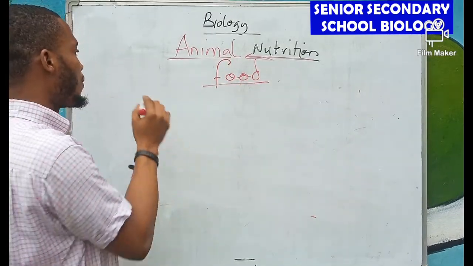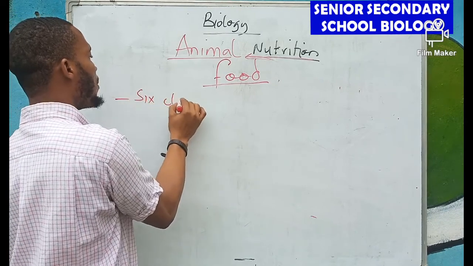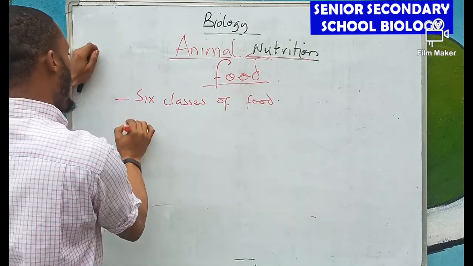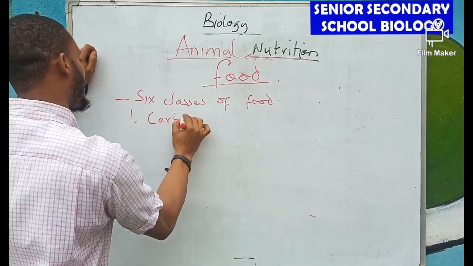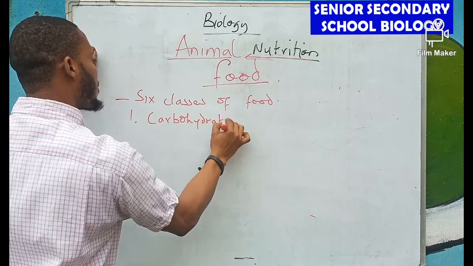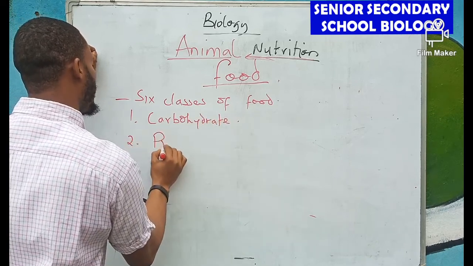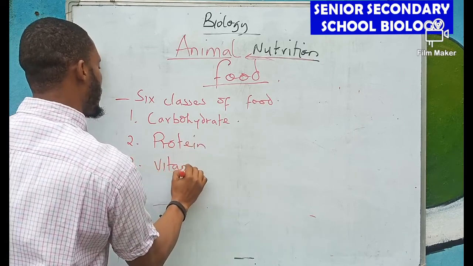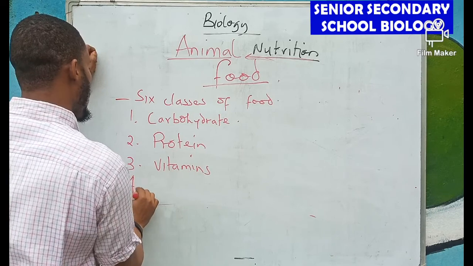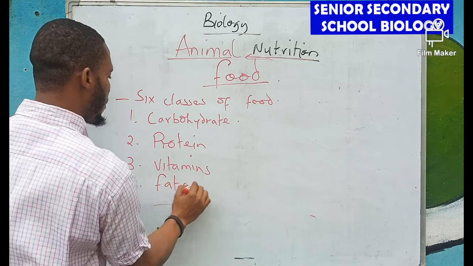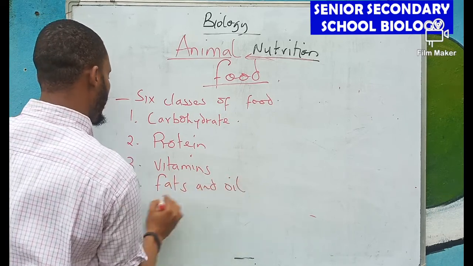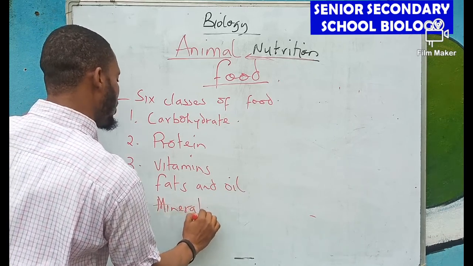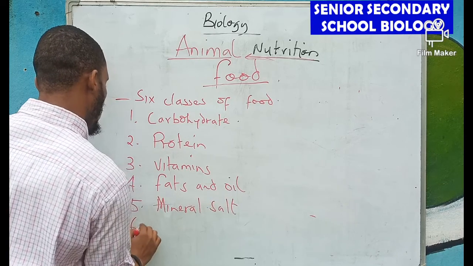We have six classes of food in biology. We have six major classes of food in biology. Number one, we have the carbohydrate. Two, we have the protein. Three, we have vitamins. Four, we have fats and oil. Five, we'll have your mineral salt. And then the last but not the least, number six, we'll have water.